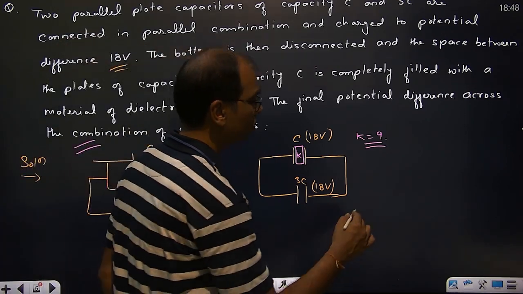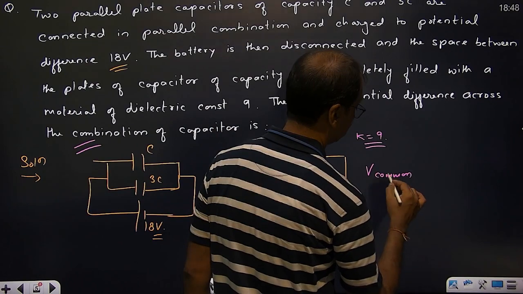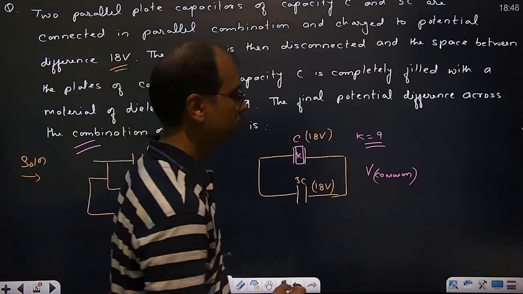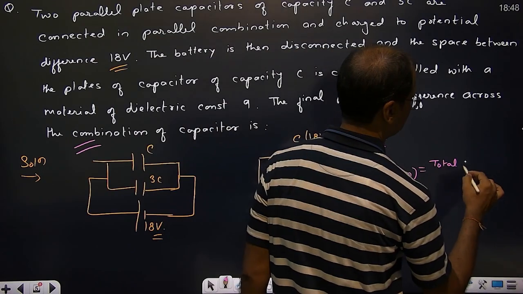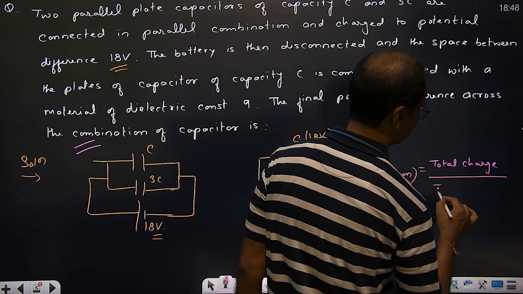Do we remember the formula for common potential? Yes, we remember. What is the formula? Total charge by total capacitance.